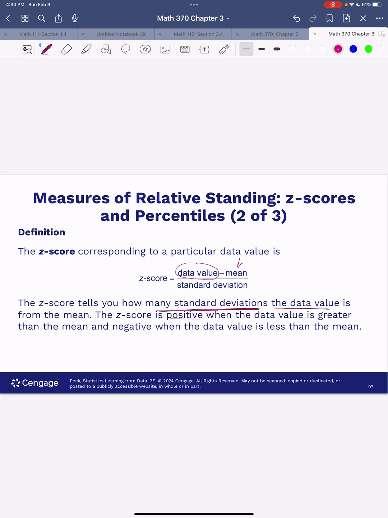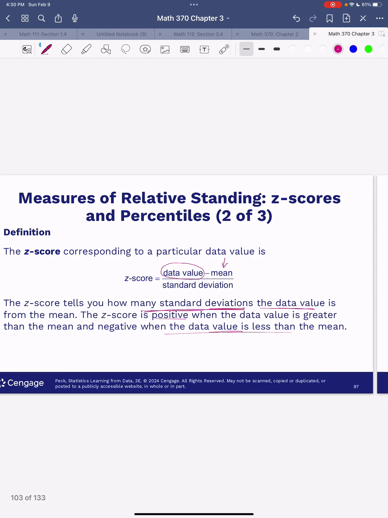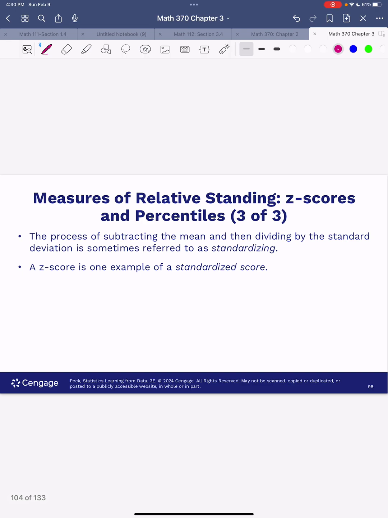We could have a positive z-score, which is when the data value is greater than the mean, and a negative z-score when the data value is less than the mean. When we subtract the mean and then divide by the standard deviation, we refer to this as standardizing. A z-score is just one example of a standardized score.